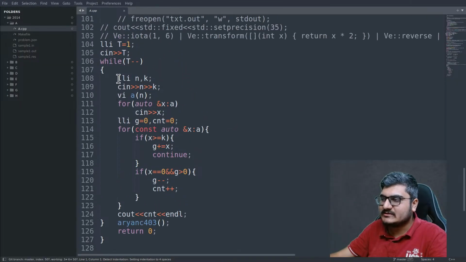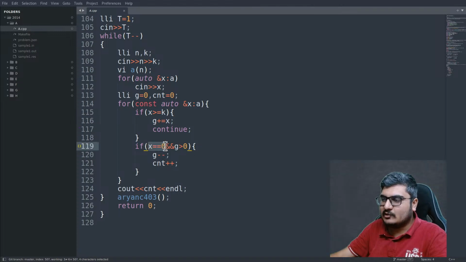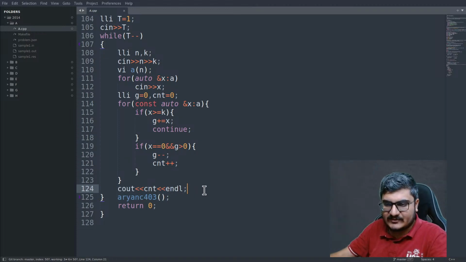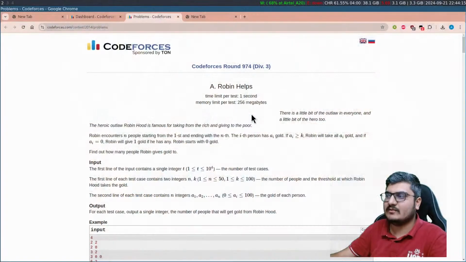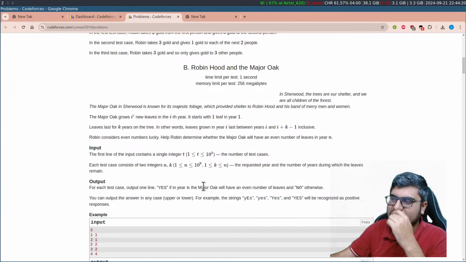So two values: first read everything as input. How much gold Robin has, and how many people Robin has given gold to. Now iterate in increasing order. If x is greater than or equal to k, all the gold we have right now, Robin will snatch it. If x is equal to 0 and we have at least 1 gold, we decrease the gold by 1, increase the counter by 1, and at last we print how many people we have given gold to. This solves the first problem. I will move on to the second problem now, and in case there are any questions on the first problem, I would be happy to help out after I'm done discussing the second problem.